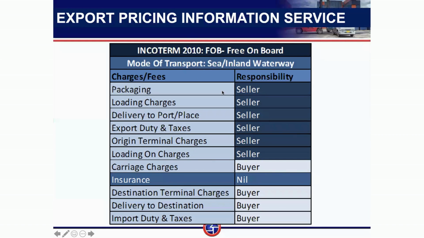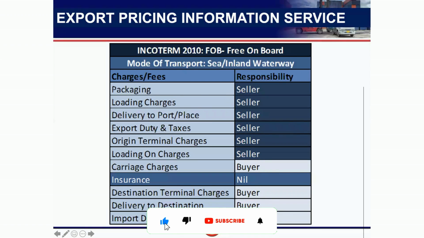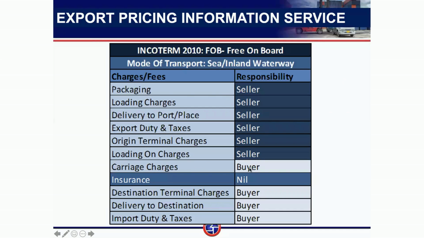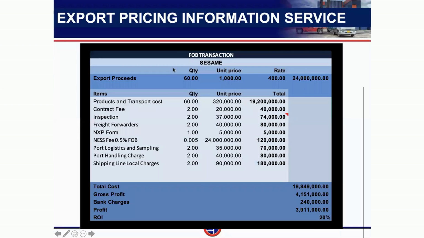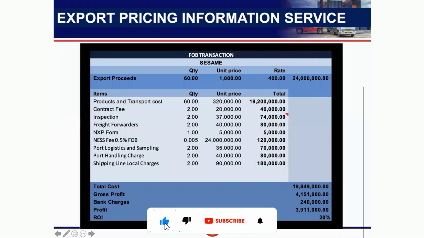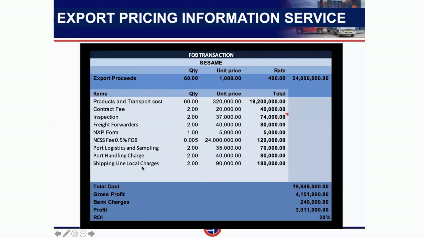So in FOB, you can see the packaging cost is by the seller, loading cost by the seller, delivery to place by the seller, export duty, if any, by the seller, origin terminal charge by the seller, loading charge by the seller, but the carriage cost to the end is by the buyer under FOB. So under FOB transaction, you will notice there is no other cost here, only shipping line terminal charge. Under FOB transaction, for sesame seed, can you see it? No cost here. But look at the next one I'm going to show you.